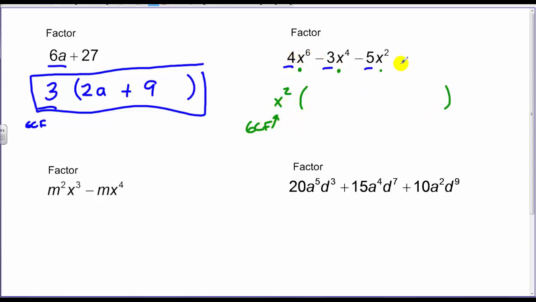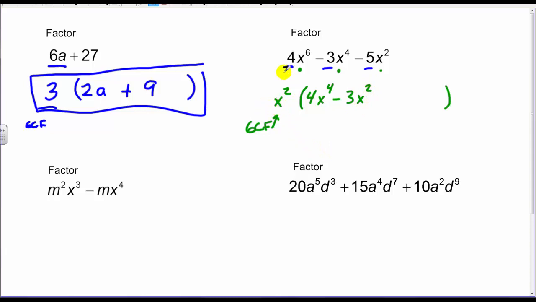And then I have to get this term back by multiplying with the distributive property. So I say x squared times what is 4x to the 6th? Well, I need the 4. And x squared times what is x to the 6th? Well, we know when we have the same base of x, we have to add the powers. So 2 plus 4 is going to be 6. Then I need a subtraction, and I'm going to need a coefficient of 3, so I'll add that in. And now I need to say x squared times what is x to the 4th? Again, by adding principles of exponents, I need an x squared.